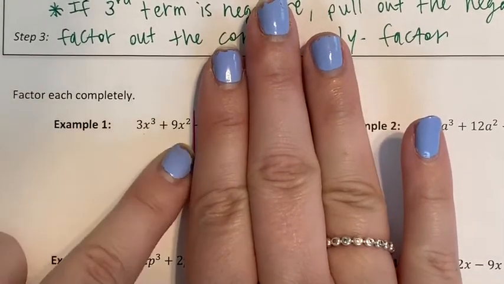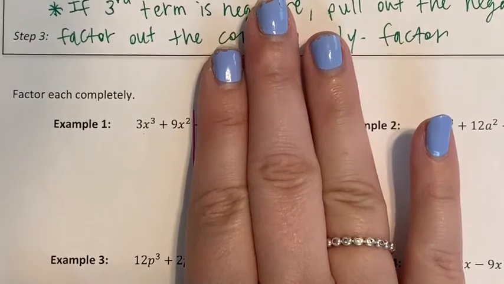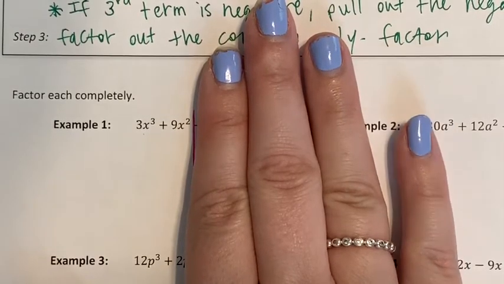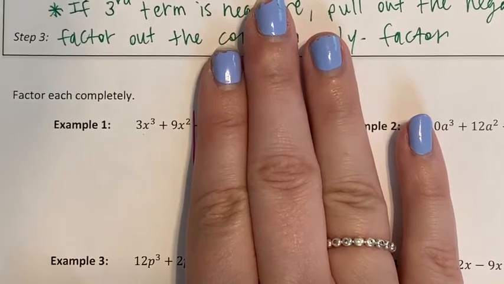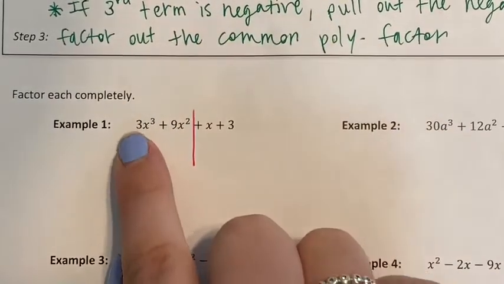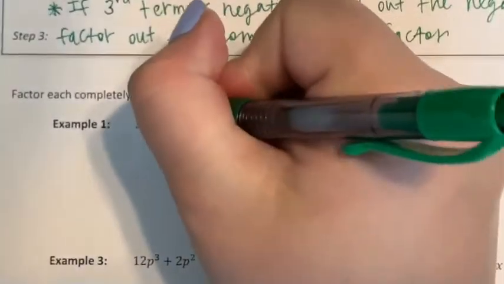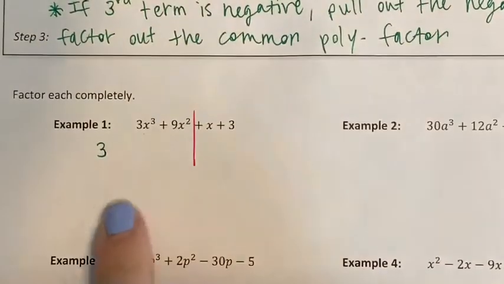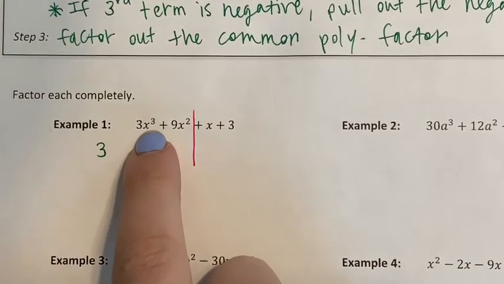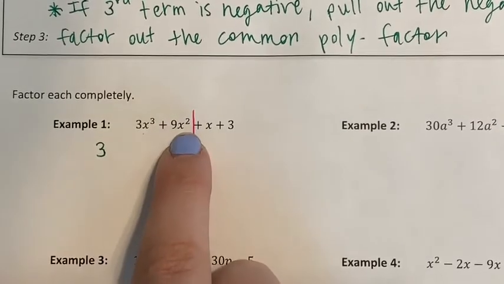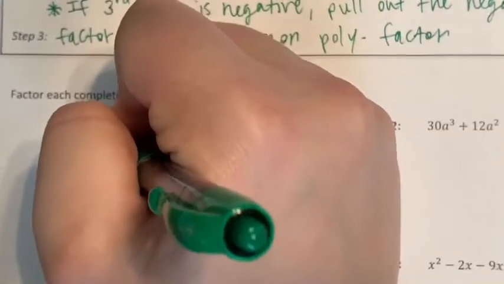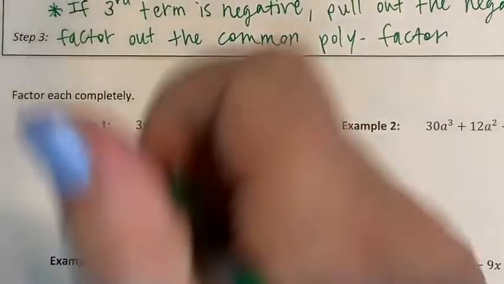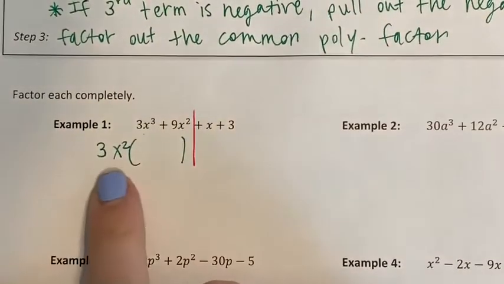I'm just looking at the first and second terms, and I need to pull out the GCF, again, the greatest common factor. Or last week, we would say, what is the biggest number and the biggest variable that you could pull out? So looking at the numbers, 3 and 9, I can see the biggest number that each of those terms has to give is a 3. And then looking at x cubed and x squared, the biggest variable that each of those terms has to give is the x squared. So the biggest GCF that I can pull out is 3x squared.